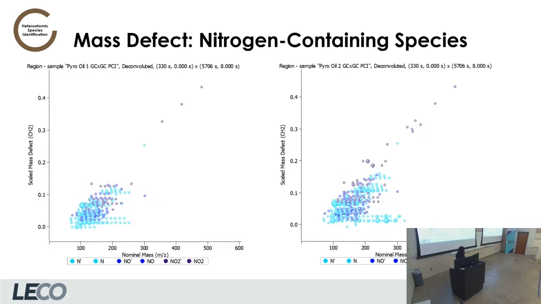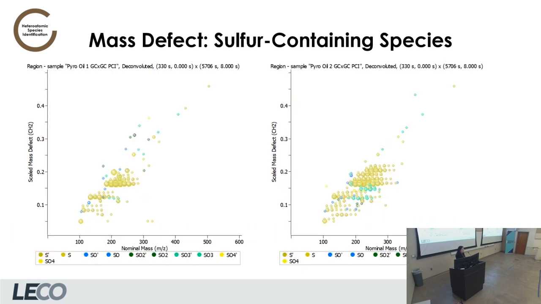Back to the mass defect plots that we had talked about. When we filter for things that contain nitrogen, we're able to do a quick comparison and know right away, your sample 2 had more contribution from nitrogen-containing species, as well as sulfur.